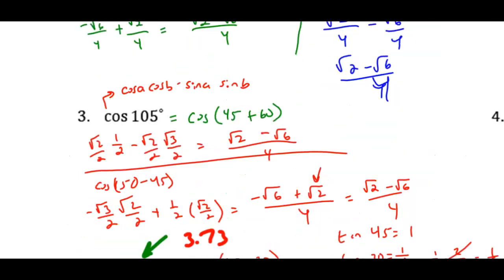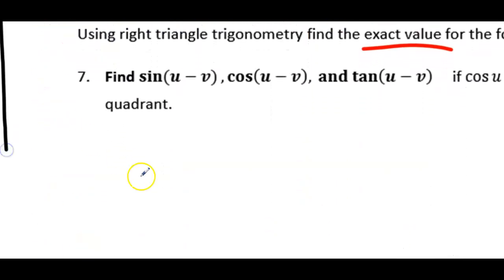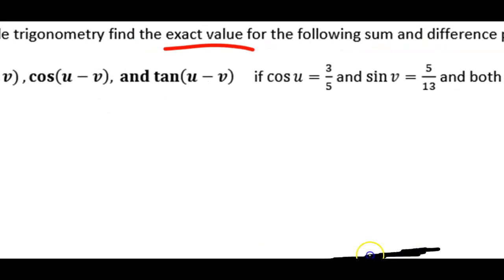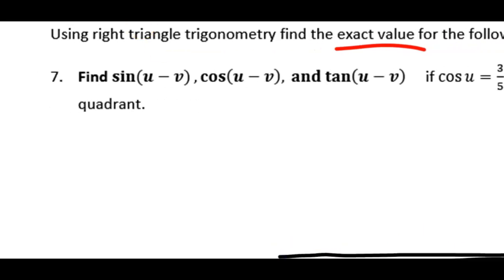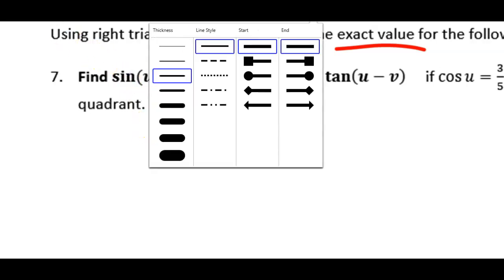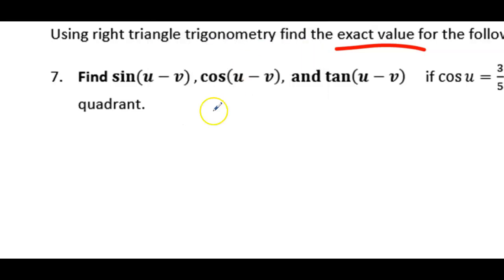All right, let's keep going. It says, using right triangle trigonometry, find the exact value for the following sum and difference problems. Find sine of u minus v. So let me go ahead and address that.